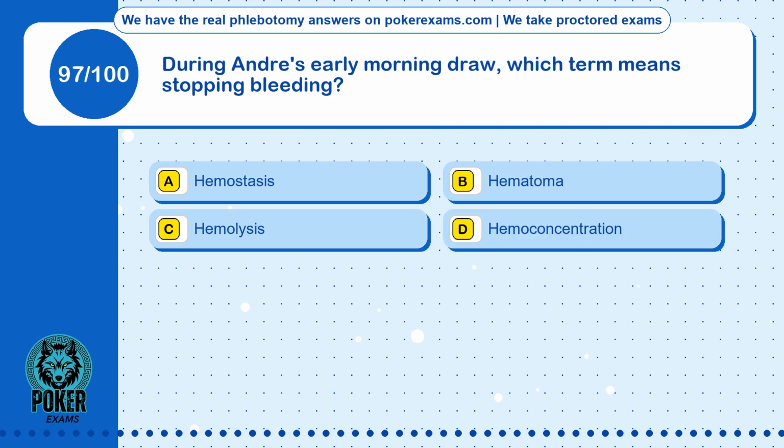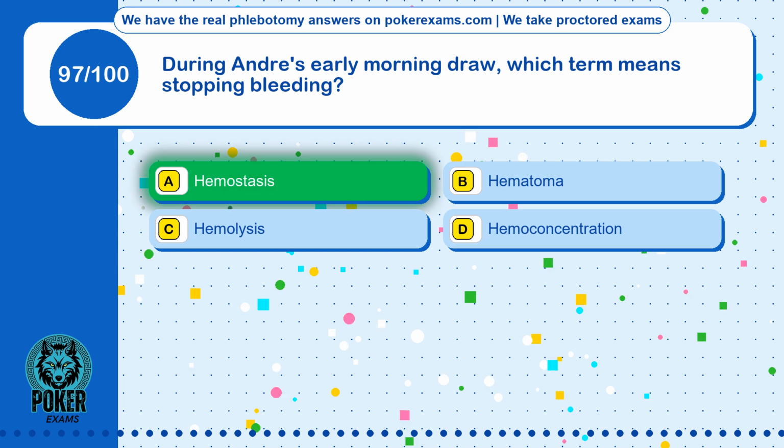Question 97. During Andre's early morning draw, which term means stopping bleeding? Option A. Hemostasis. Option B. Hematoma. Option C. Hemolysis. Option D. Hemoconcentration. The correct answer is option A. Hemostasis.